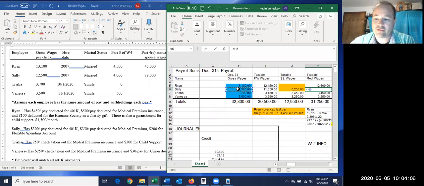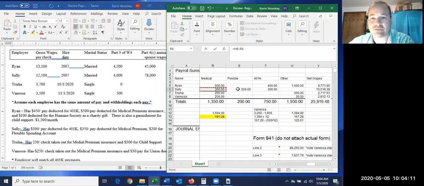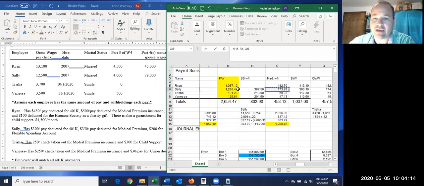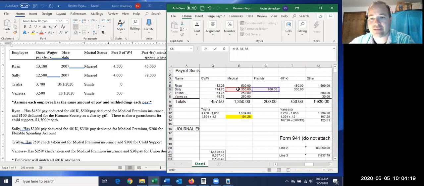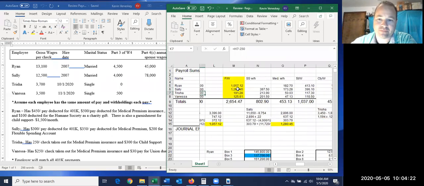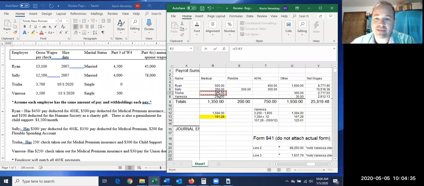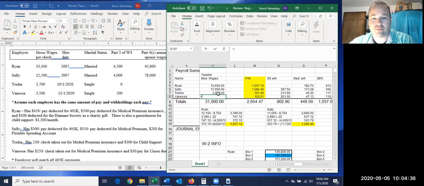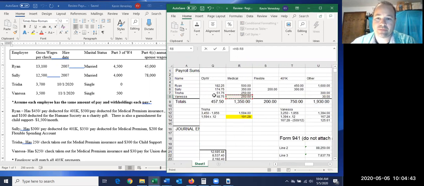So I'm going to take the 12,500 and subtract out things for Medicare only. So I'm going to subtract out R6 and I'm going to subtract out S6. And then for Trisha, I'm going to take her gross wage and then subtract out her medical premiums. That's all she had. And Vanessa, the same thing. That's all she had was her medical premiums.